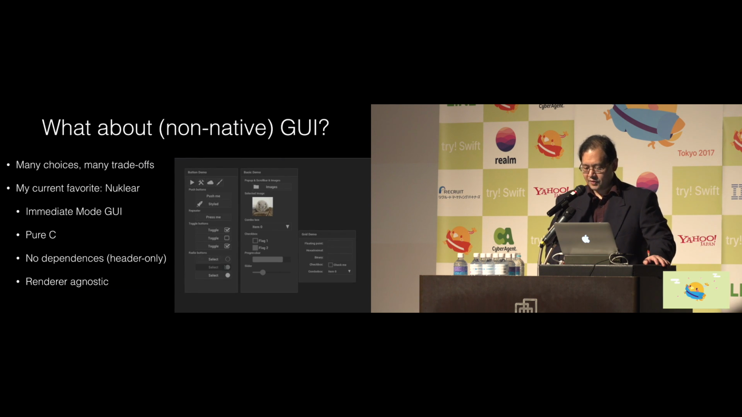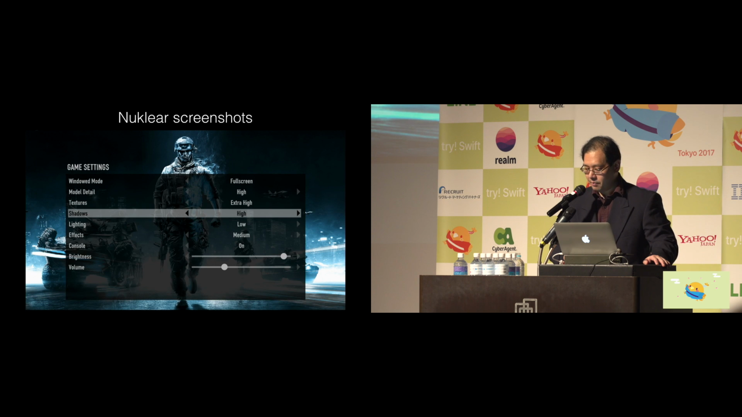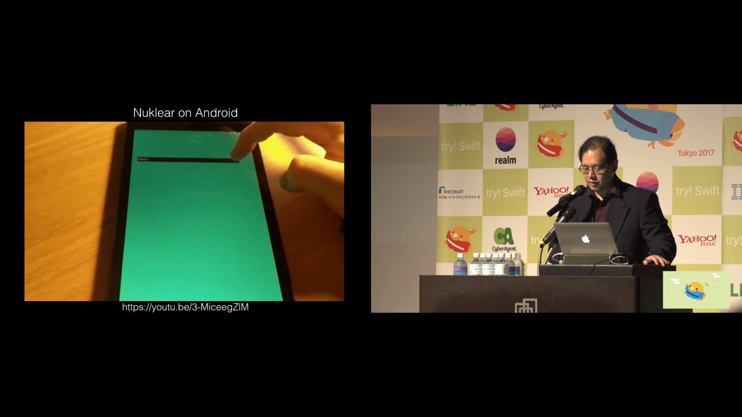So, what about GUIs? Let's start easy with non-native GUIs, ones that display the exact same thing no matter what platform you're on. My favorite is Nuklear, with a K. It is pure C, so it can be used easily with Swift, and it has zero dependencies, so it is easy to drop into a project. It is also designed to be easy to adapt to any drawing toolkit. OpenGL is the most common, but it can be adapted to anything. Here's a pretty screenshot, a nice view of it running on Android.